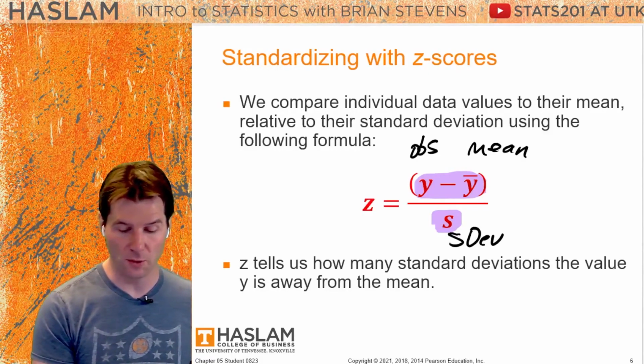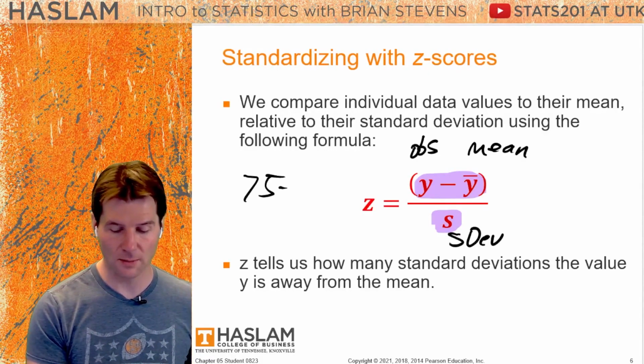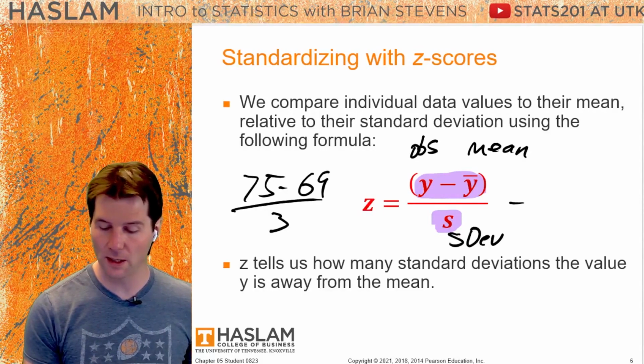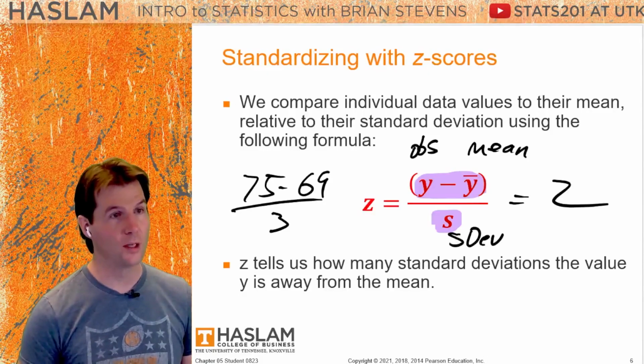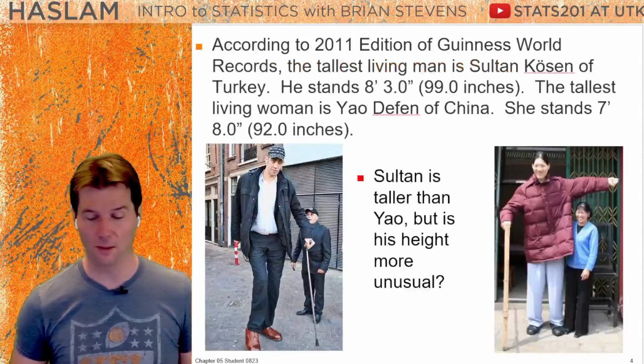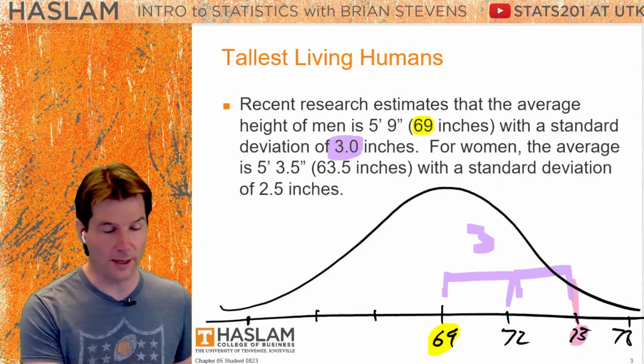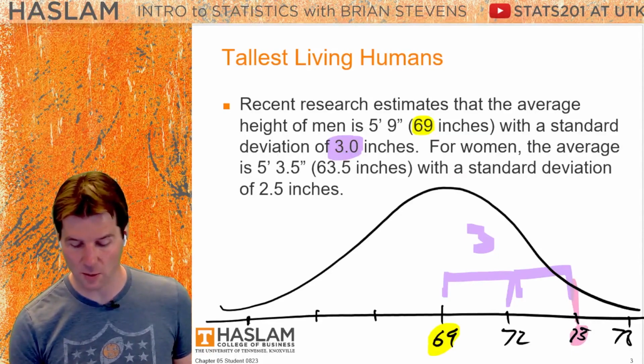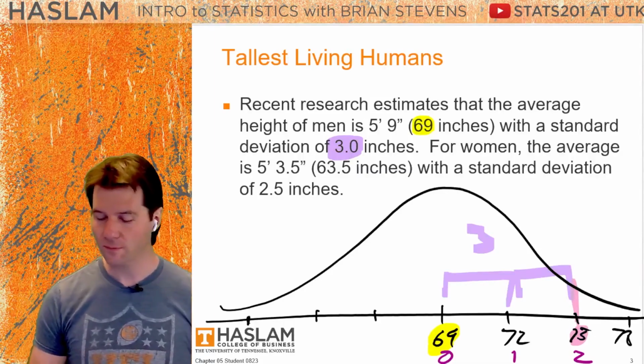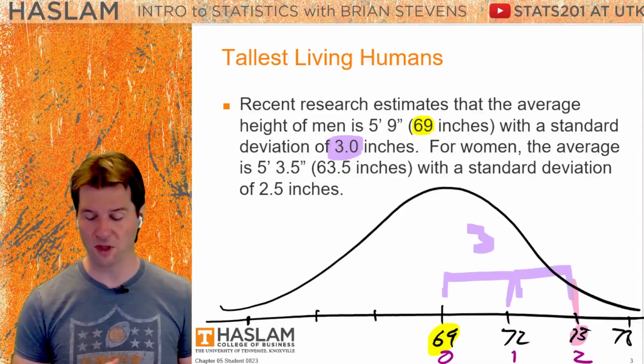Our individual who is 75 inches tall and has a mean for their distribution of 69 and a standard deviation of 3 has a z-score of 2. They are 2 standard deviations above the mean. Going back to the data right here, I often write below this the z-scores so it's easier to tell. Now, if you notice, not everything would fall on a whole number z-score.